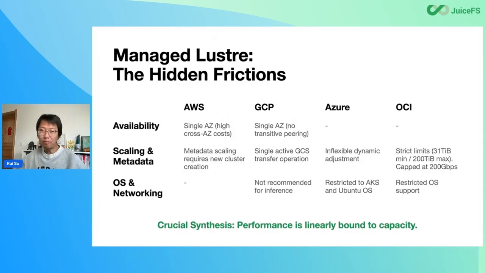Now, GCP managed Lustre is also in a single AZ, and Google also doesn't recommend it for inference serving. Also, with the sync with GCS, only one transfer operation can run at a time for each file system. You cannot scale up the concurrency.